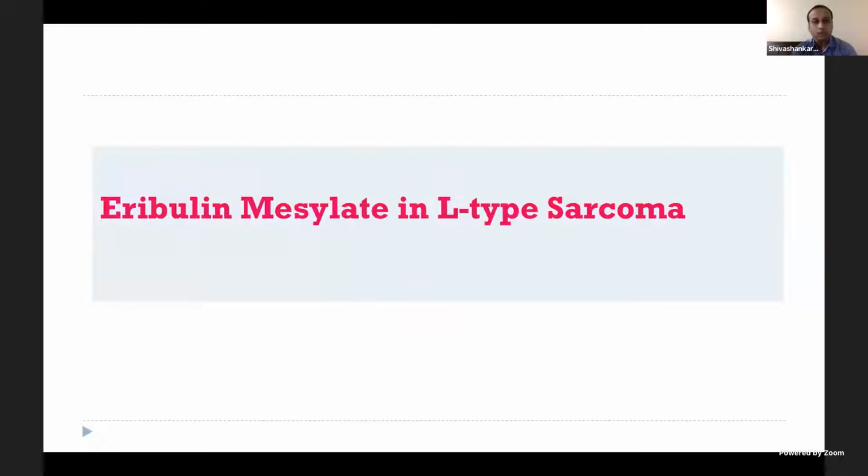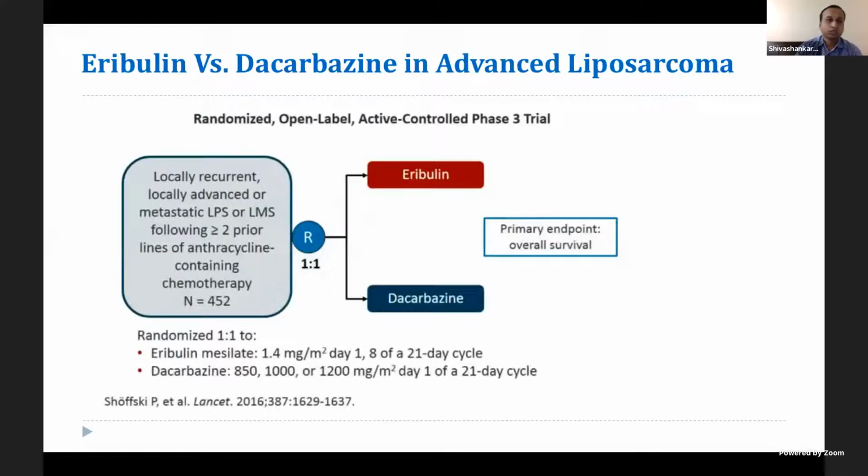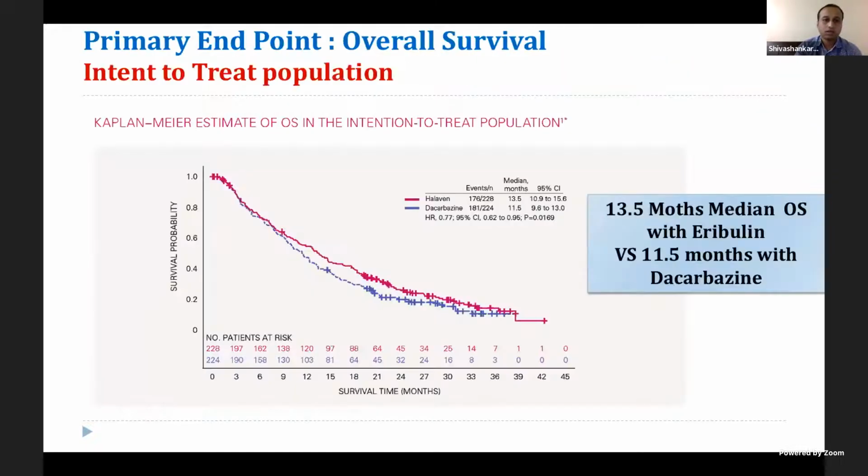So looking at the role of eribulin in L-type sarcoma, this trial looked at the role of eribulin versus dacarbazine in L-type sarcoma. It included both liposarcoma as well as leiomyosarcoma. A patient should have received at least 2 or more prior lines of therapy for advanced disease of soft tissue sarcoma. It is a randomized phase 3 trial. It randomized patients 1:1 to eribulin versus dacarbazine.